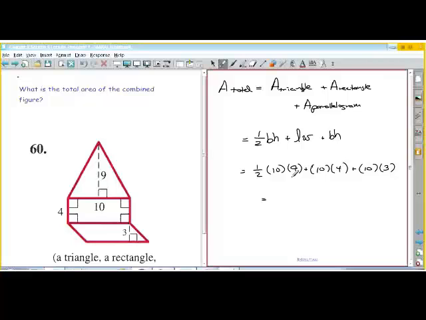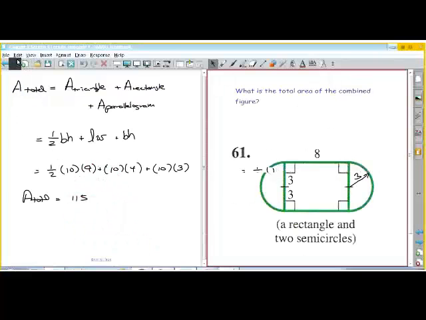And you just plug all that in there, and you get a number. So we're going to have 0.5 times 10 times 9 plus 10 times 4 plus 10 times 3. Get a total of 115. So that's the total area. That's pretty straightforward. That's problem number 60 in your book.